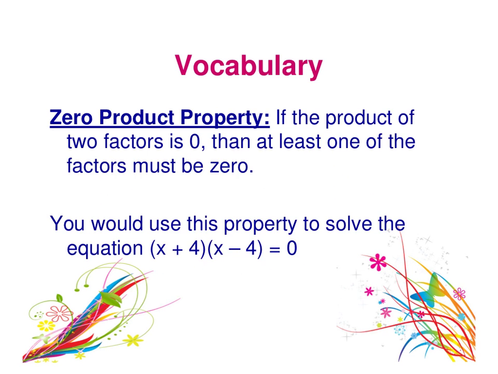Alright, here's something called the zero product property. What the zero product property says is if two numbers multiplied together equal 0, then one of them has to be 0. And we're going to use this property to solve this equation: the quantity x plus 4 times the quantity x minus 4 equals 0.